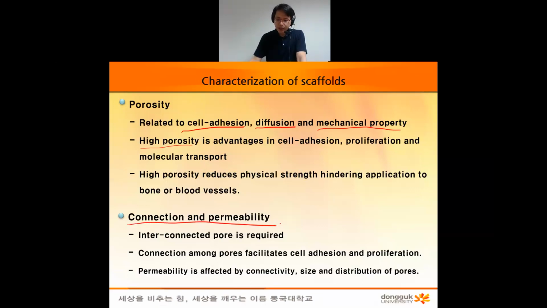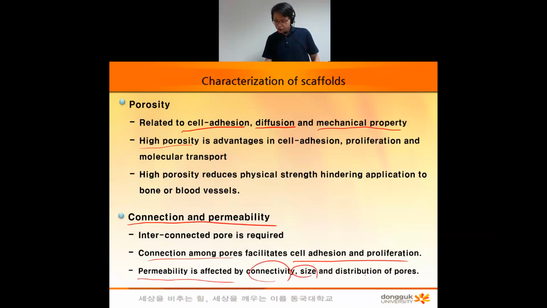Connectivity and permeability. Interconnected pores are required in scaffolds for cell proliferation and development of tissues. Connection among pores facilitates cell adhesion and proliferation, and permeability is affected by connectivity, size, and distribution of pores. Size is also important.